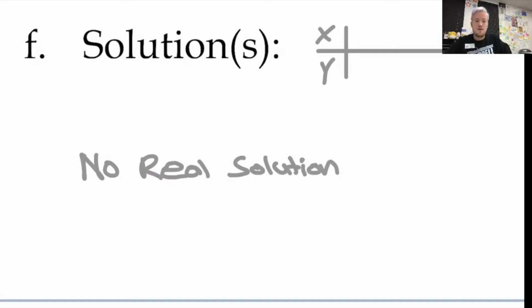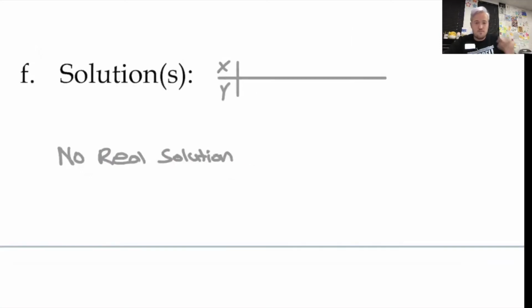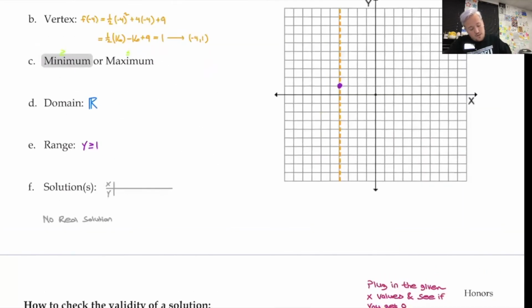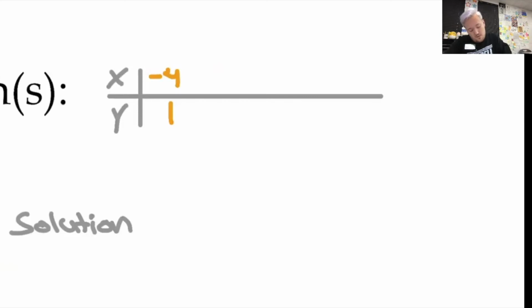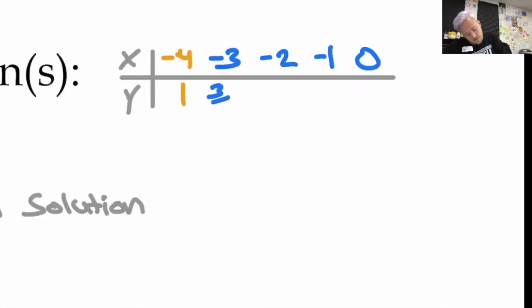Okay. You still want to be able to graph it though, so go ahead and find the table values anyways. Once again, start with your vertex, -4, 1, which means you want to find the values after. So we're going to go to -3, -2, -1, and 0. At -3, we have 3 halves. At -2, we have 3. At -1, we have 11 halves. And at 0, we have 9.